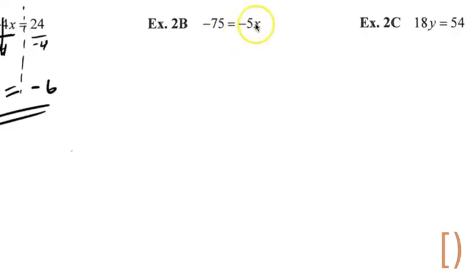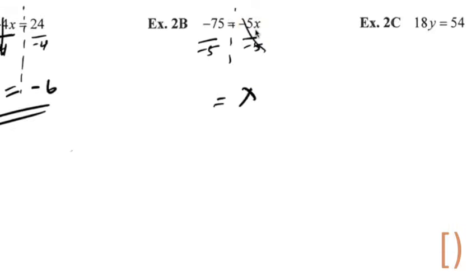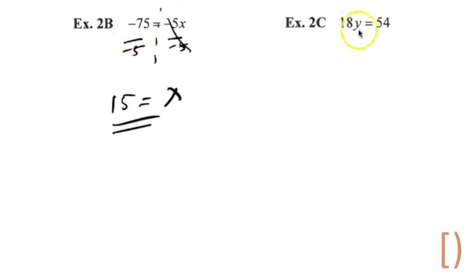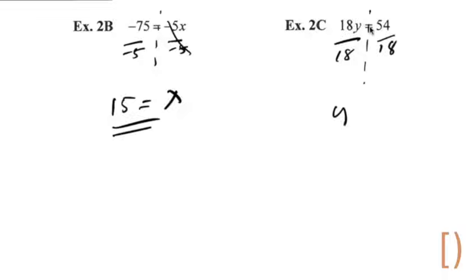The next one, kind of the same thing. Negative 5 times x. So here's my equal sign. Divide by negative 5. x equals negative 5 divided by that, which is 15. There you go. 18y equals 54. There's my equal sign. These are being multiplied, so we're going to divide. And you get y equals 3.